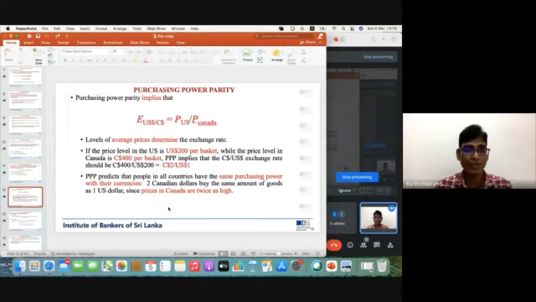I hope so. Okay, so purchasing power parity predicts that people in all countries have the same purchasing power with their currencies. So 2 Canadian dollars buy the same amount of goods as 1 US dollar, since prices in Canada are twice as high. That's it.